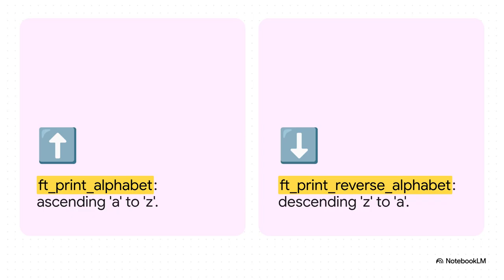In C, characters have numerical values, so you can literally start a variable at the letter a and just use a loop to add 1 to it, char++, until you hit z. For exercise 02, you do the reverse. You just start at z and subtract 1, char--, until you hit a.